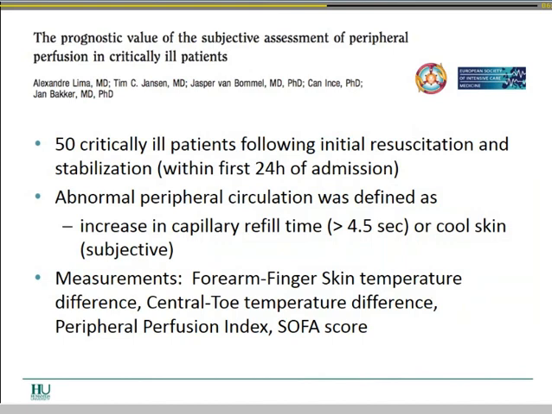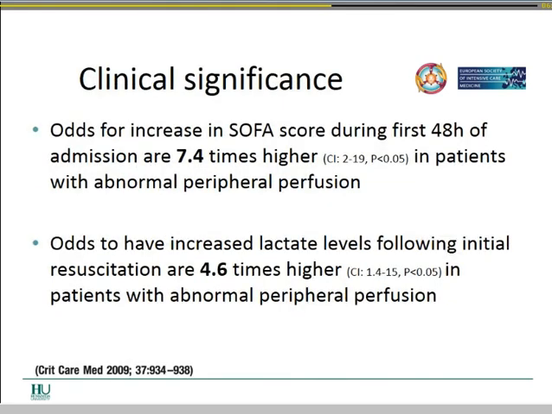And patients that are not able to normalize the capillary refill time after some interventions are much more likely to have a more severe organ dysfunction, or to have a much higher lactate level. So what I say to all of my trainees and my staff is always: tell me what's the value of the capillary refill time.